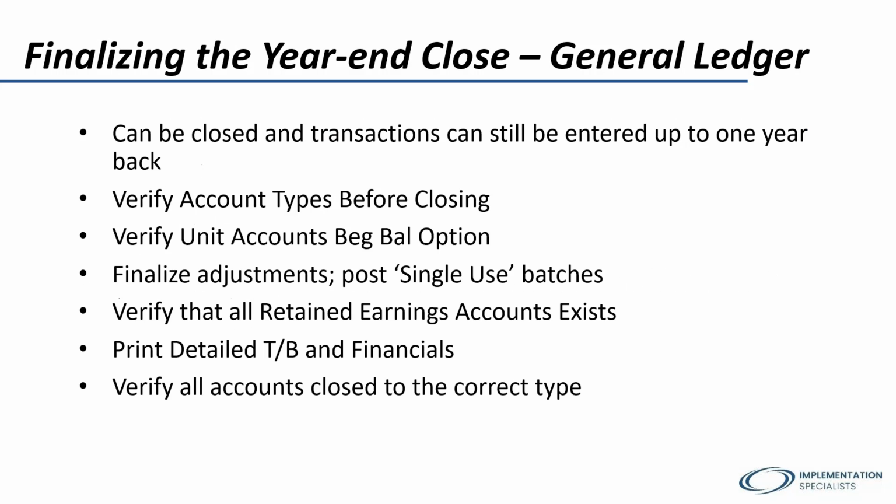So, finalizing the year-end close for general ledger. One thing that everybody should note is that you can close your general ledger and still post to a previous period as long as it's 1 year back. So if you're closing your 2020 year and you're now moving into your 2021 fiscal year, you can still post into 2020, and the system will go ahead and make an adjusting entry in the beginning balance period to account for the retained earnings and the balance forwards on your balance sheet.